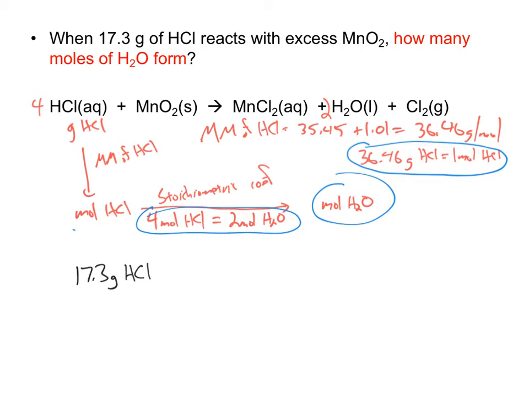So I'll take my 17.3 grams of HCl. I'm going to use the molar mass first. And so the grams need to go away. So I'm going to put the 1 mole on top, 36.46 grams of HCl on the bottom. And that's moles of HCl.